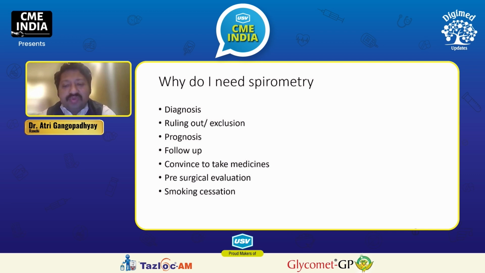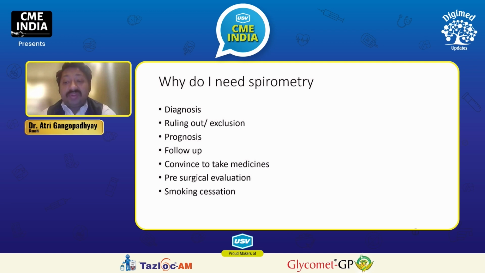Just like all of you here will agree that there is social stigma in taking insulin. कि सर इंसुलिन तो नहीं है, दीजिएगा तो लास्ट में लेंगे. So similarly, spirometry can convince the person that they need to take an inhaler to get better. Pre-surgical evaluation: suppose you need to do a surgery, for anesthesia, how can you be sure that this patient would tolerate the anesthesia very well?